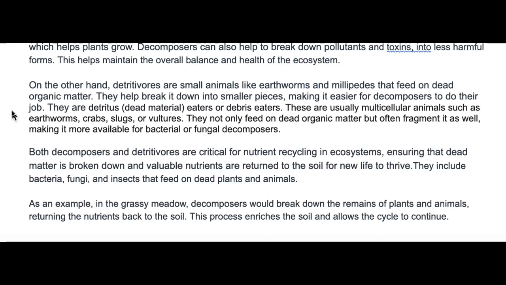or fungal decomposers. Both decomposers and detritivores are crucial for nutrient recycling in ecosystems, ensuring that dead matter is broken down and valuable nutrients are returned to the soil for new life to thrive. They include bacteria, fungi, and insects that feed on dead plants and animals. As an example, in the grassy meadow, decomposers would break down the remains of plants and animals, returning the nutrients back to the soil. This process enriches the soil and allows the cycle to continue.